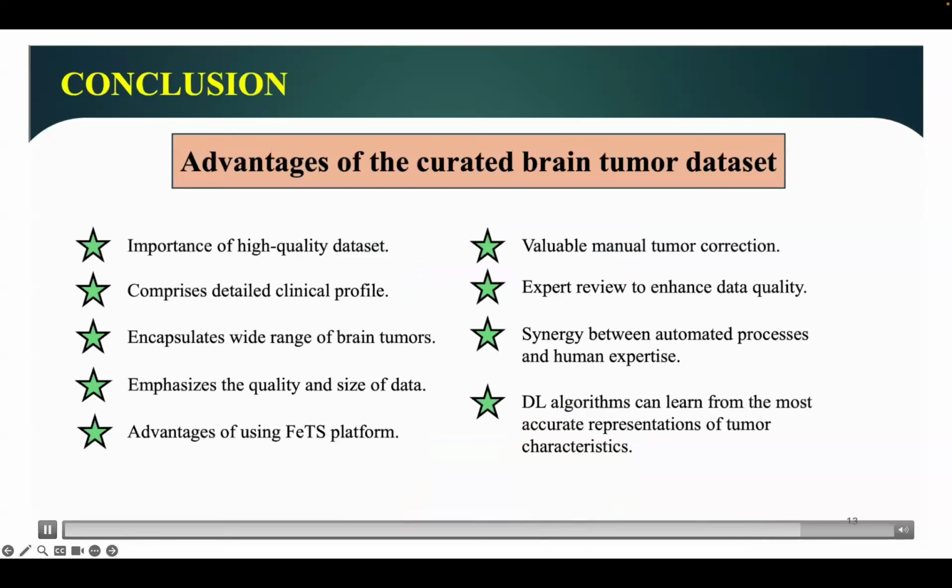There are several advantages of our curated brain tumor dataset. This dataset is of the highest quality, and it comprises a detailed clinical profile while encapsulating a wide range of brain tumor types. This dataset is robust in both size and quality while leveraging automated tools like FeTS. However, by providing manual tumor segmentation correction and expert review, we create synergy between automated processes and human expertise. As a consequence, our deep learning models learn from the most accurate representation of tumor characteristics.